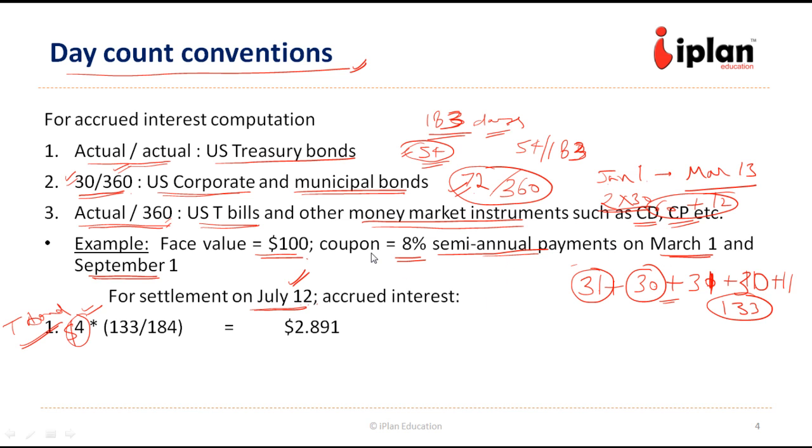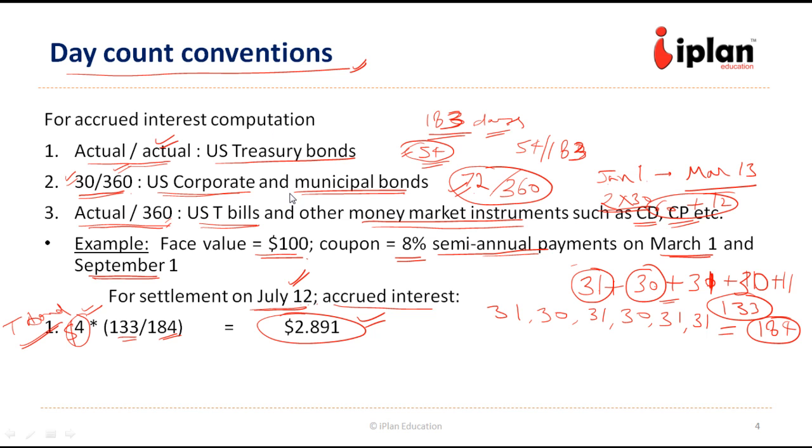And if we calculate the actual days, because in the denominator also we need to have actual number of days, we have March 31, April 30, May 31, June 30, July 31 and August 31. These days have to be added together. So we have 184 days. So that will go in the denominator. 4 into 133 divided by 184 is 2.891. This is the accrued interest up to July 12th for treasury bond.